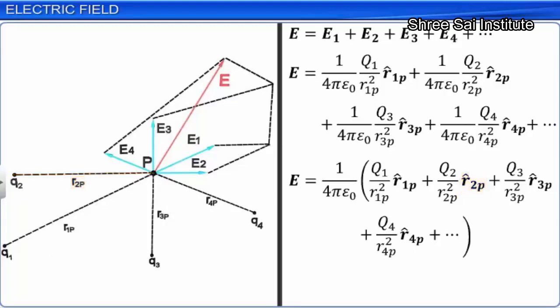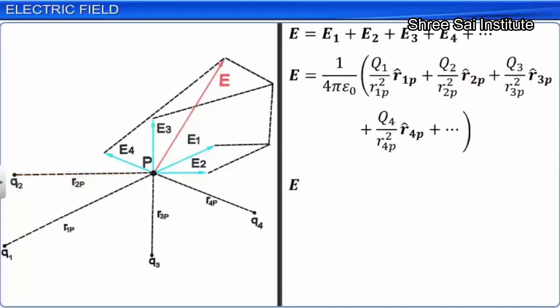The net electric field strength E can now be written as 1 by 4 pi epsilon naught sigma i equals 1 to N Qi by RiP square into RiP cap, where RiP cap is the unit vector in the direction of the net electric field strength E.